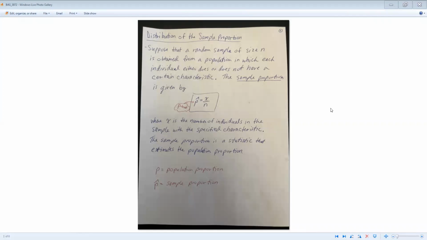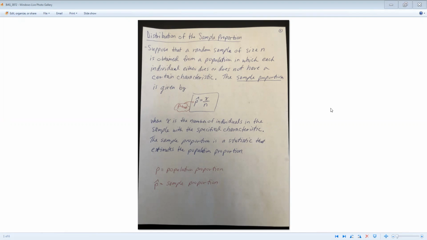This video will be on the distribution of the sample proportion. Suppose that a random sample of size n is obtained from a population in which each individual either does or does not have a certain characteristic. The sample proportion is given by what we call p hat equal to x over n, where x is the number of individuals in the sample with a specified characteristic, and of course n is your sample size.